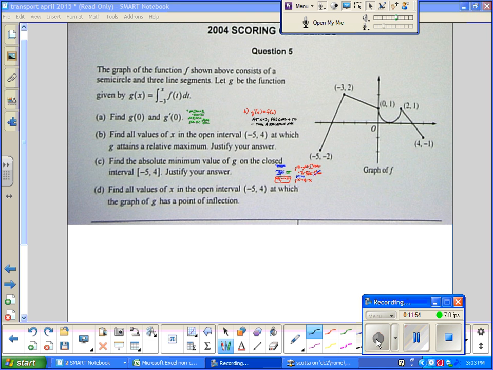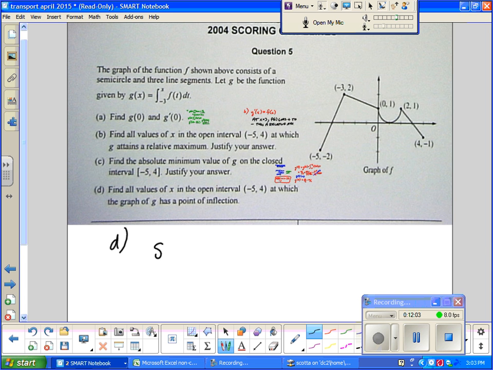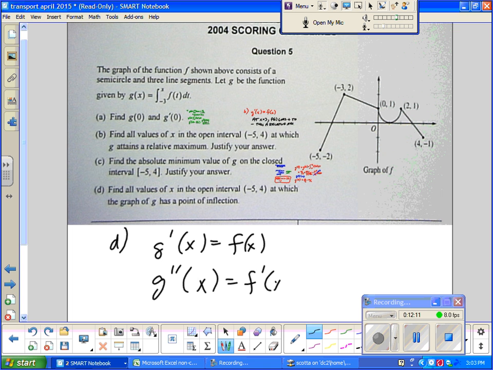Find all values of x in the open interval, negative 5 to 4, at which the graph of g has an inflection point. All right, first thing I would write is we know that g prime of x is equal to f of x. So do you guys agree that g double prime of x is equal to f prime of x? All right, let's be clear about this. This is where it really raises up. A point of inflection happens when the second derivative changes sign.